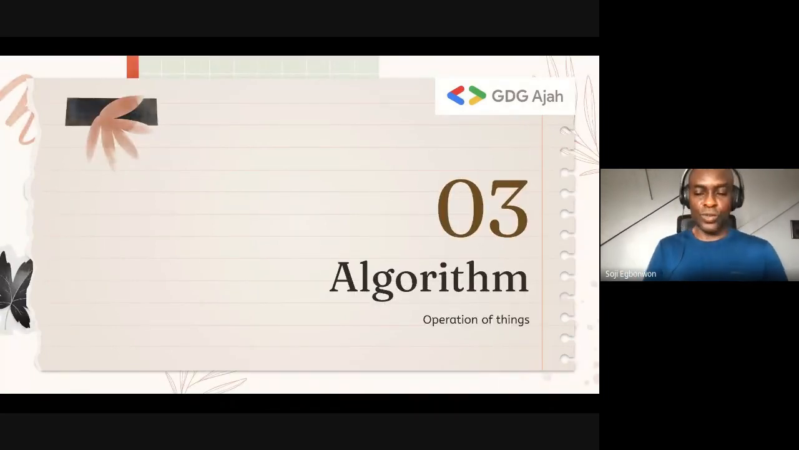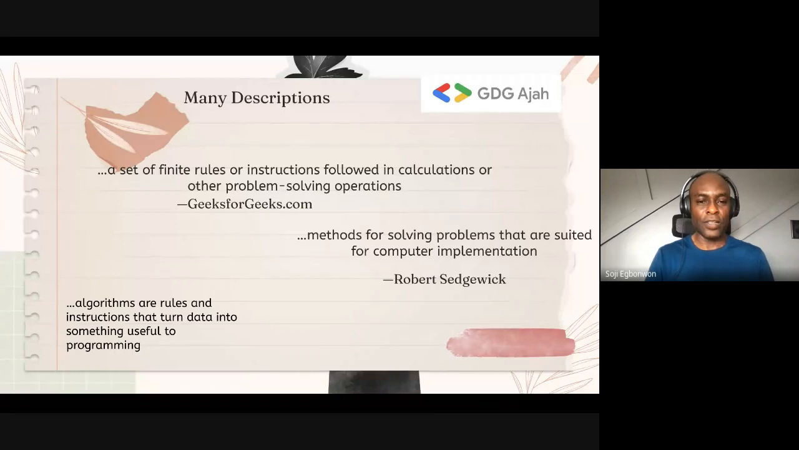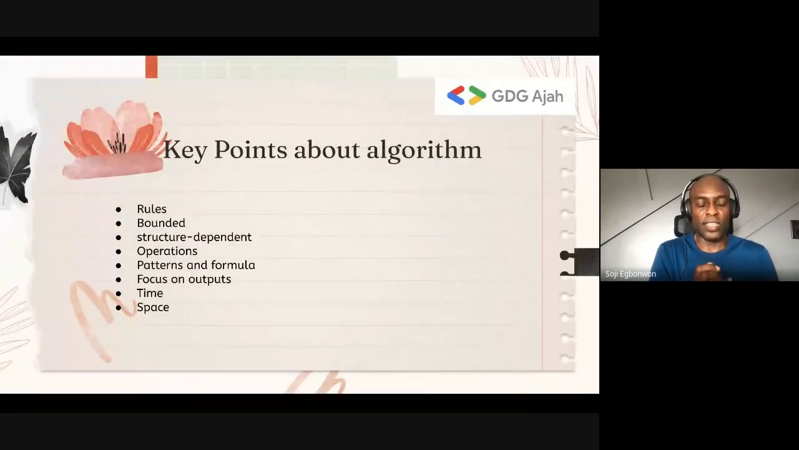Okay, moving on to this, we'll wrap up. I should be done in the next 10 minutes max. So the algorithm, at the right side of the equation, focuses on operations on the data. Again, it can be described in different ways. Some will say there are rules and instructions that turn data into something useful to a program. Some will say a set of finite rules or instructions followed in calculations or other problem-solving operations. Robert Sedgewick: methods for solving problems that are suited for computer implementation. So, methods for solving problems that are suited to your data structure.